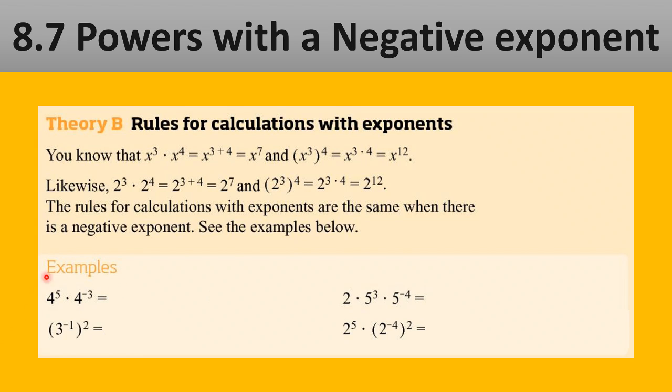Okay, so for example here, I have 4 to the power of 5 times 4 to the power of negative 3. My bases are the same, they're both 4. So which rule can I apply here? Well, if I multiply, then I can, in this case, add, or because this one is negative, subtract the indices, the exponents. So that's going to be like this, which gives me 4 squared, which is 16, right?